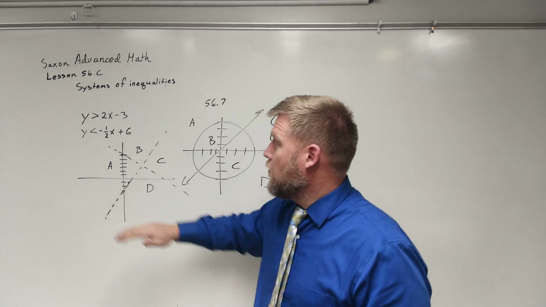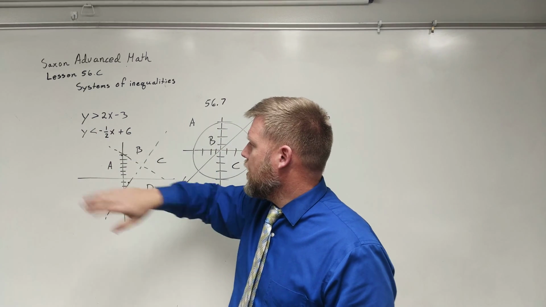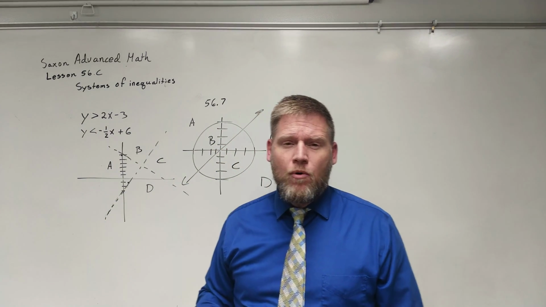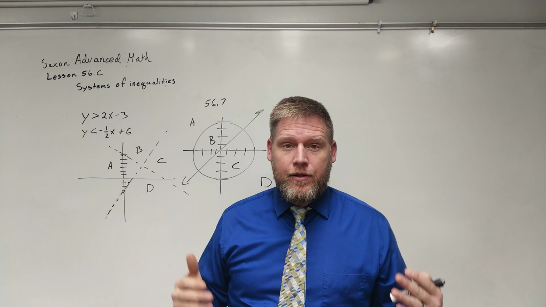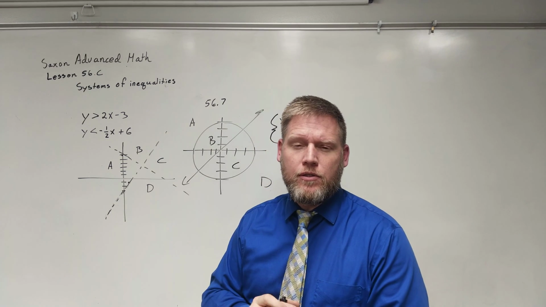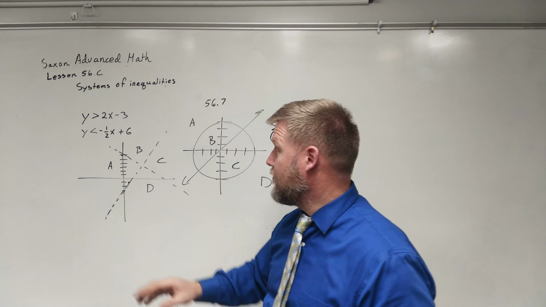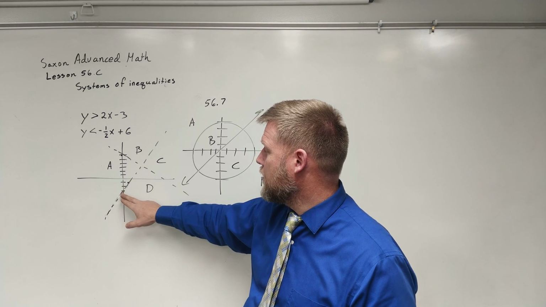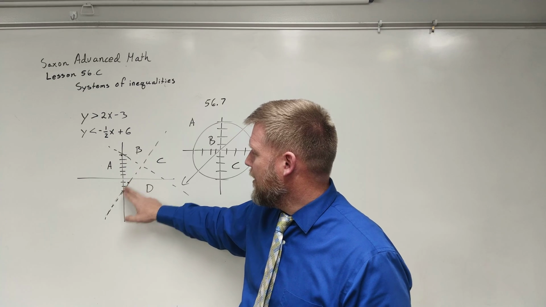I have y is greater than 2x minus 3 and y is less than negative 1/2 x plus 6. And I have four regions these lines break the plane into. Let's just go ahead and talk about it. But first of all, graphing these. Of course, I go down 3, then my rise over my run is up 2 over 1. And then I made a dotted line.